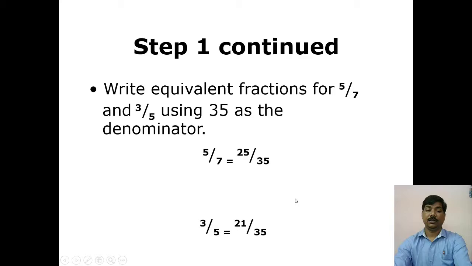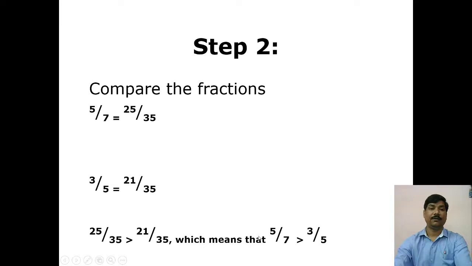Now the group of 25 upon 35 and 21 upon 35, these fractions are now like fractions, so we can easily compare. In the like fractions, the larger numerator fraction is the larger fraction. So here it is clear that 25 upon 35 is larger than 21 upon 35.